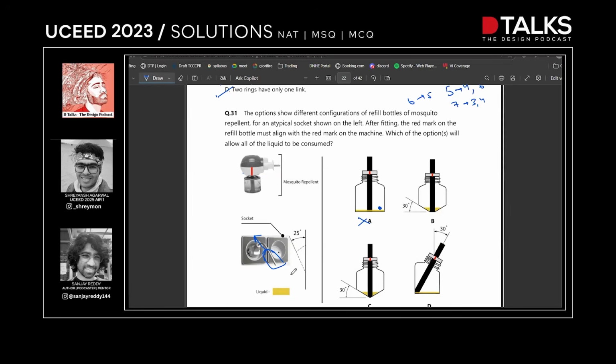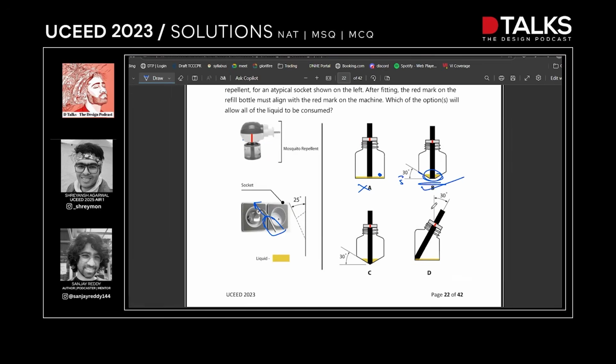Option B. This is already 30 degrees. So if you tilt it by 25 degrees, this 30 degrees will become 5 degrees from the ground level. That means all of the liquid will still rush down to the center because there is still some tilt, and all of the liquid will collect in this area even after the tilt. So option B is correct. Then there's C. C has the exact same thing as B, not much difference. So C is also correct.